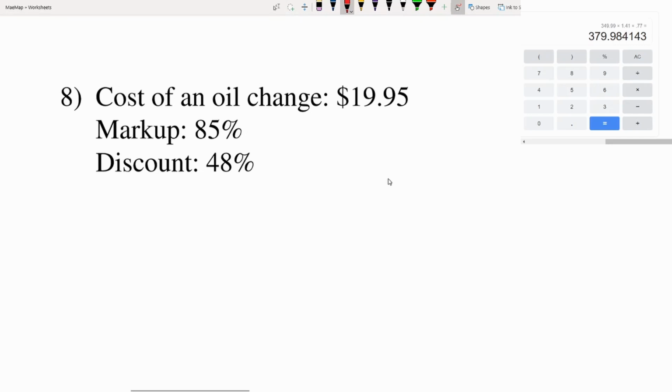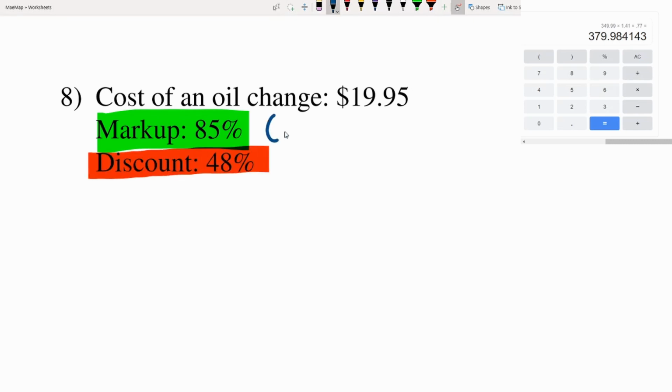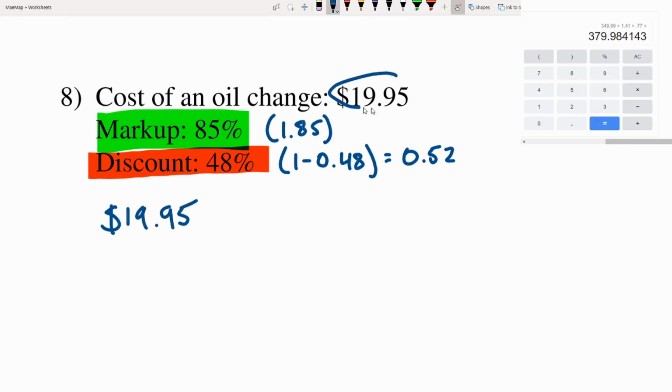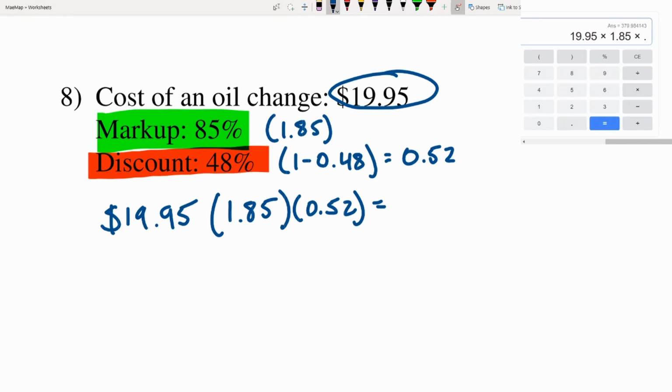The cost of an oil change is $19.95. The markup is 85%, and then we've got a discount of 48%. Marking it up is adding that decimal to 1, so 1.85. Discounting it is subtracting that decimal from 1. So 1 minus 0.48 is going to be 0.52. So $19.95, the original price, times 1.85 times 0.52, that's going to give us $19.19.